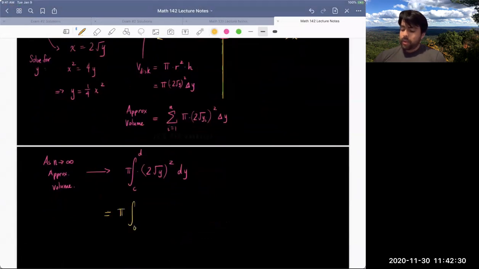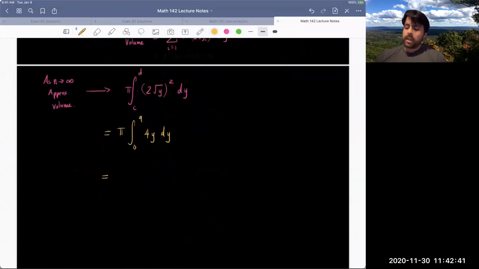Pi from 0 to 9. And then I can square this stuff, right? Now I can write this as what? 4y dy. And then integrating this, I can take that 4 out, right? I get 4 pi from 0 to 9 of y dy. This becomes 4 pi. What's the antiderivative of y? Y squared over 2. And I'm evaluating this from 0 to 9.